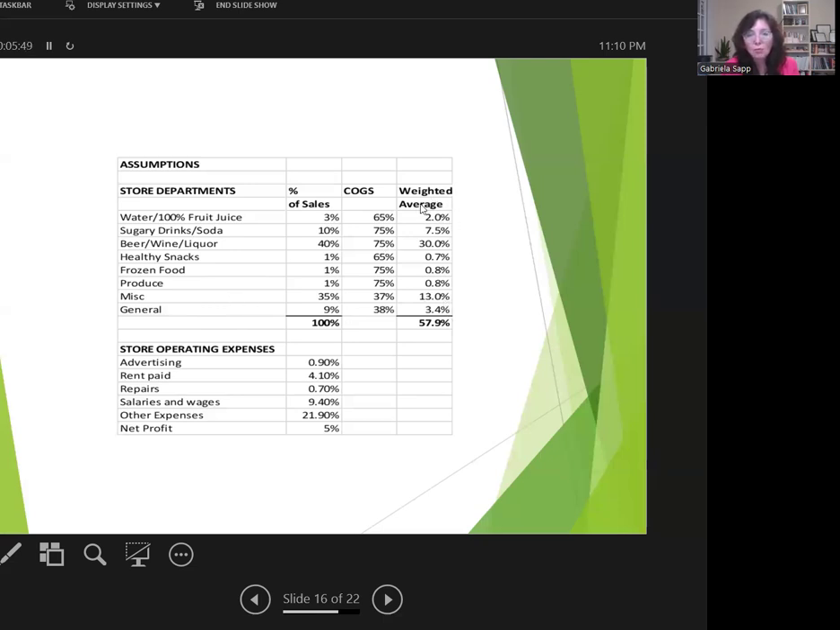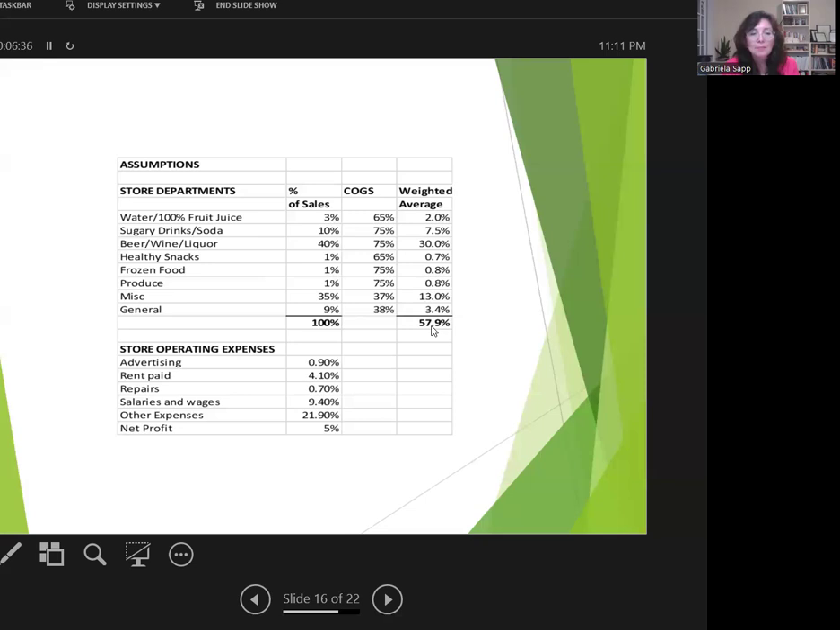So we will use something called weighted average. And this is simply a formula that multiplies percentage of sales 3% by COGS 65%, and you will get 2%. You will do that for every row here. 10% multiplied by 75% is 7.5%. Once you complete the multiplication of all these rows, you are going to add all these numbers in the weighted average column, and you are going to find that it is 57.9% by adding all these numbers. So the average COGS of all your products in the store is about 58%.